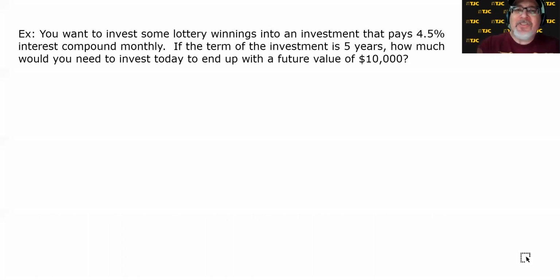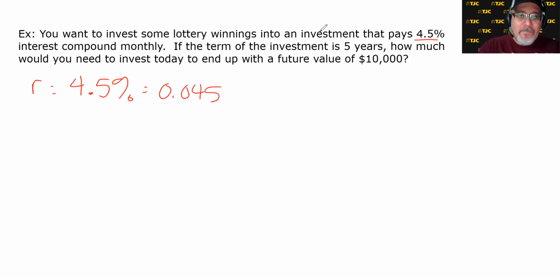Let's start by listing everything we have and what we want. The first information we're given is the 4.5%. That should be pretty clear that that is the interest rate. And knowing that we're going to use it in a formula, we need to turn it out of a percent. It already has a decimal. By moving the decimal 2 places to the left, that would give us 0.045.